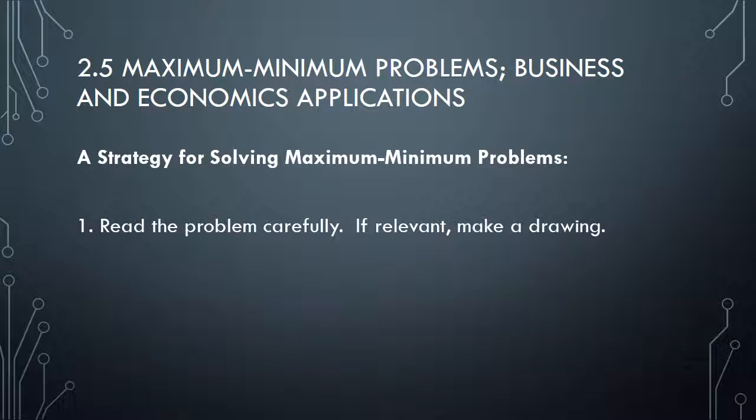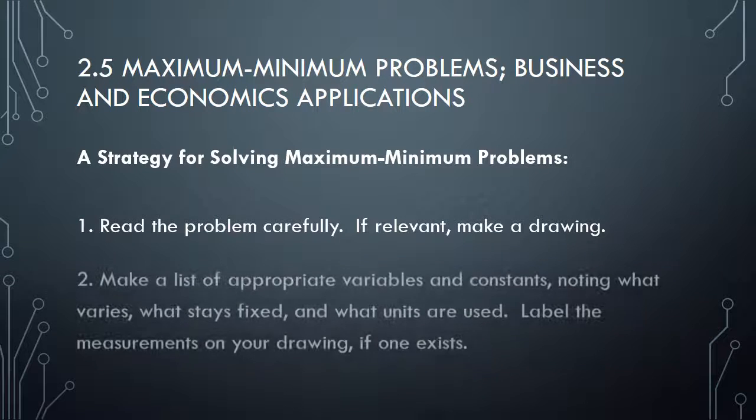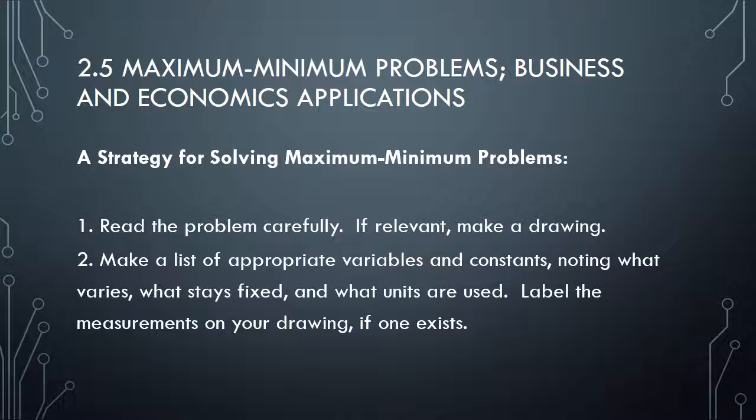First of all, read it carefully, and if necessary, if relevant, if it's going to help, make a drawing. Then you want to make a list of appropriate variables and any constraints, noting what varies, what stays fixed, and what units are used. Label the measurements on your drawing if you made a drawing.